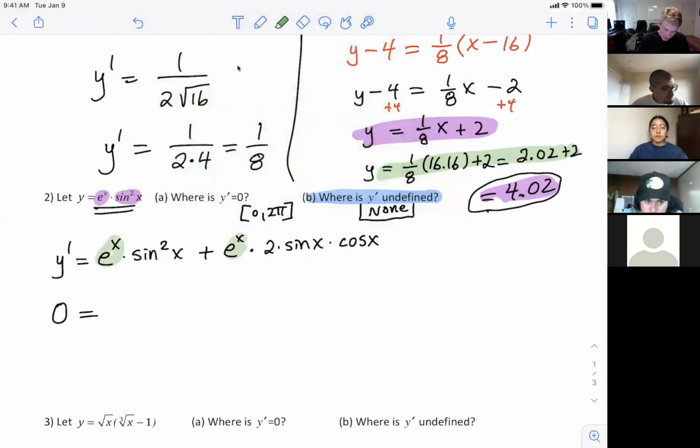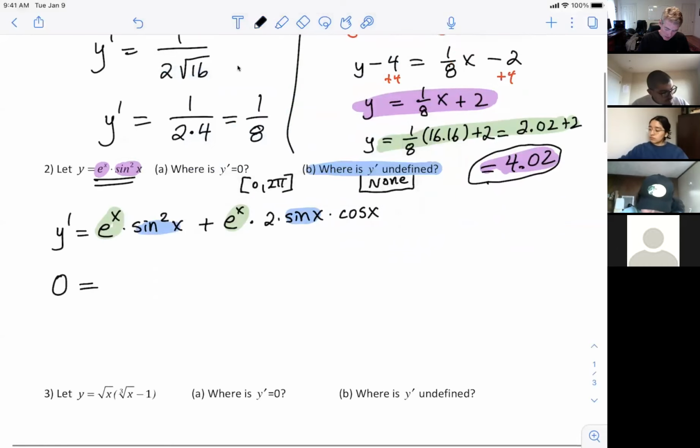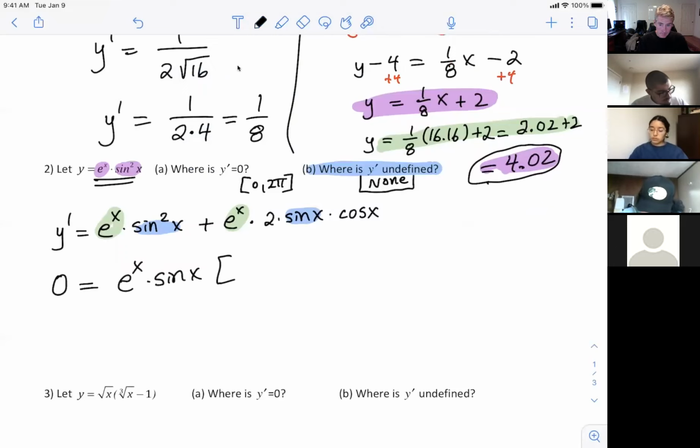So this has e to the x, so that could be factored out. And then this has sine, and this has sine, so I could actually factor out both an e to the x, and also a sine of x. And then what remains? Well, from this first one, it had sine squared. So if you factor out a sine, it still leaves a sine. And then for this one, there would be the 2, and there would be the cosine.